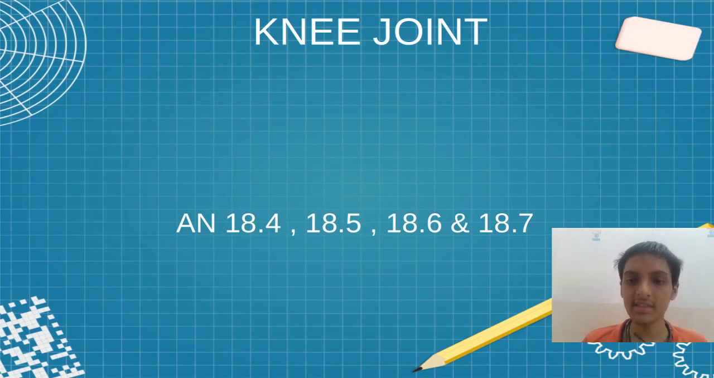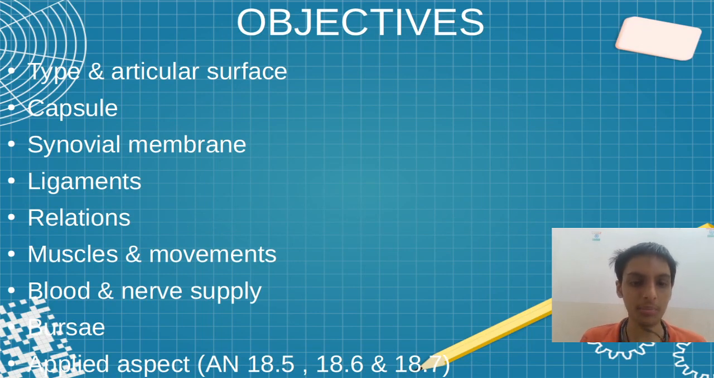Hello friends, in this video we'll talk about the knee joint. So what are the objectives of the knee joint? Let us see. We have the type and articular surface, capsule, synovial membrane, ligaments, relations, muscles and movements, blood and nerve supply, bursae and applied aspect.